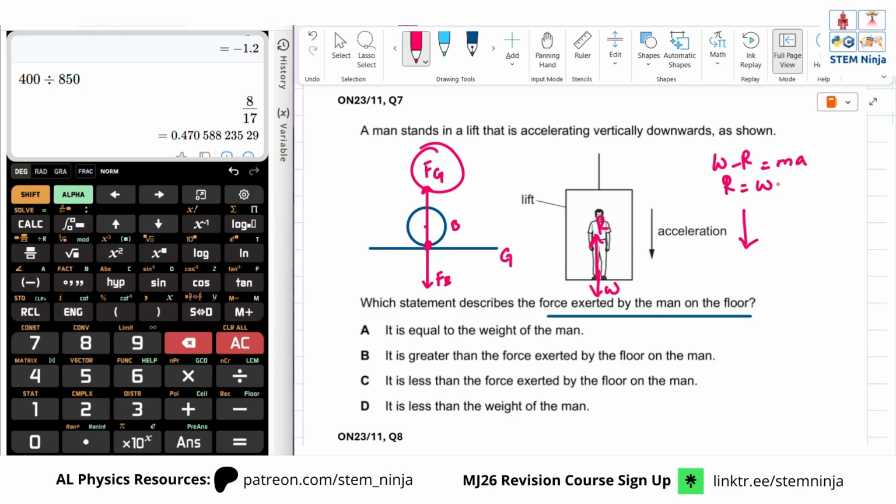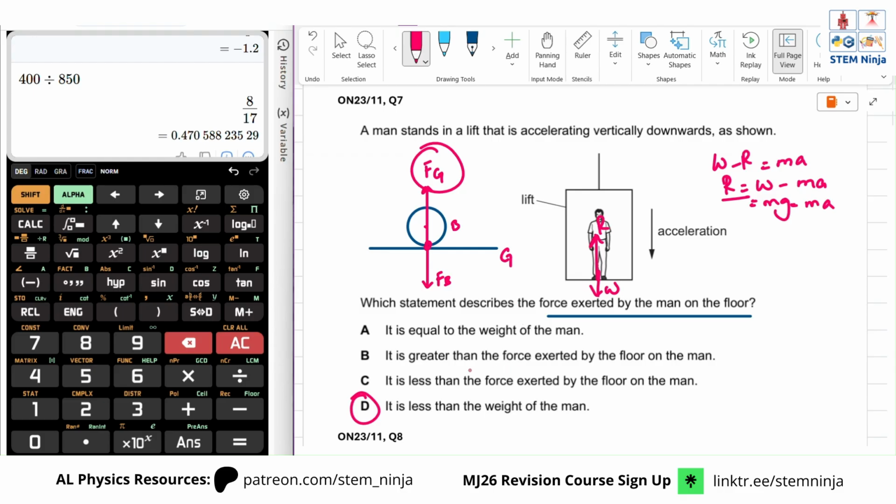R would be W minus ma, that is mg minus ma. So R basically is less than the weight. So that is what it's telling us. So mg minus ma, and that would be the scenario. So it would be less than weight.